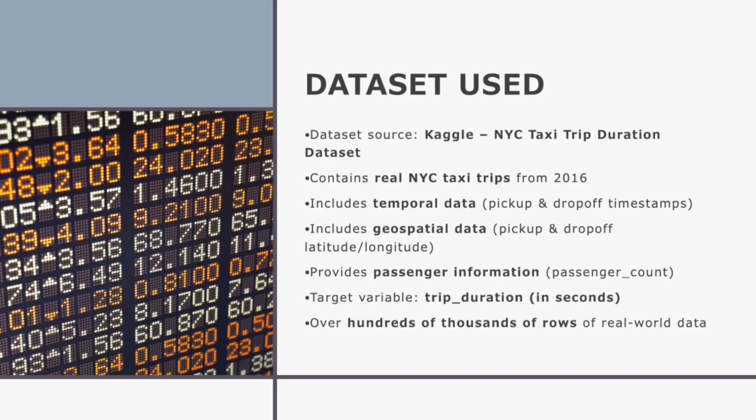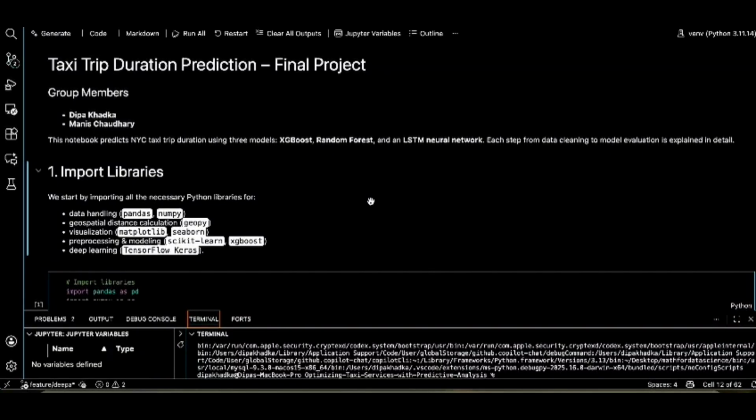We used the New York City taxi trip dataset from Kaggle, which includes timestamps, GPS coordinates, passenger count, and trip duration. Since it's real-world data, it requires thorough cleaning and preparation before modeling. In Jupyter Notebook, this is where we perform all the data cleaning, feature engineering, preprocessing, and model training. Here is our first section.